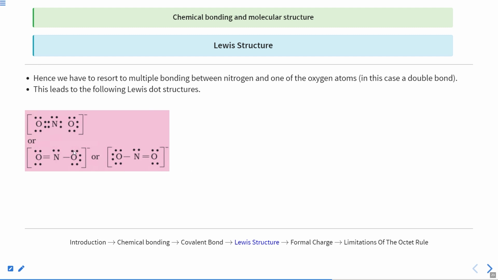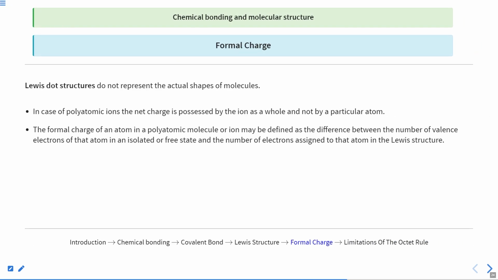Although they are the same oxygen, there are still 2 possibilities, right? If you just bring an isotope in place of this oxygen, then things would be more different, wouldn't they? So we have to restore the multiple bonding between nitrogen and one of the oxygens, in this case a double bond. To complete the octet, we need a double bond.